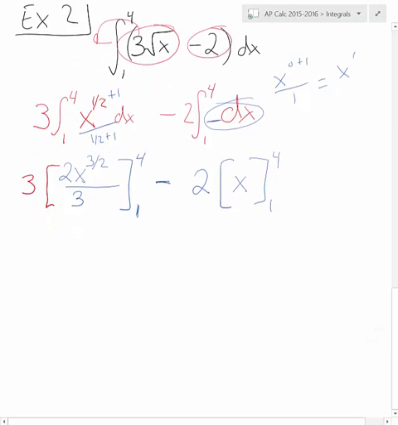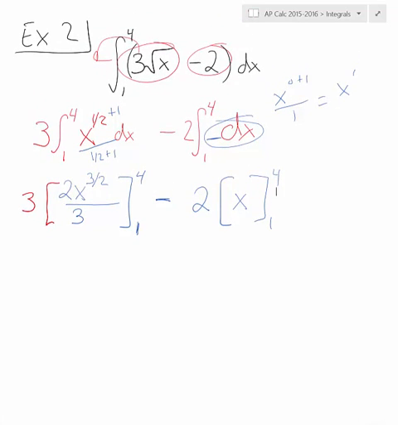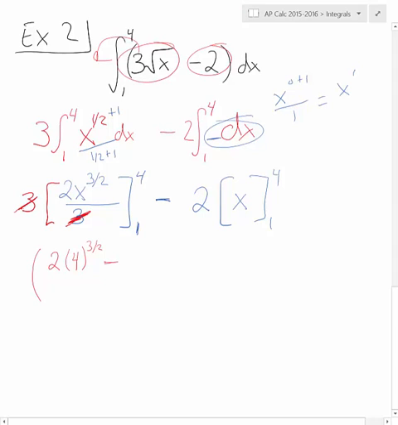And now we can just plug in. If you want to, you can simplify these. So we could actually take out this 3. If you want to move any constants outside, you can. You don't have to. It doesn't matter. So this first one on the left will become 2 times 4 to the 3/2 power minus 2 times 1 to the 3/2 power. And then we're going to subtract this from 2 times 4 minus 1.